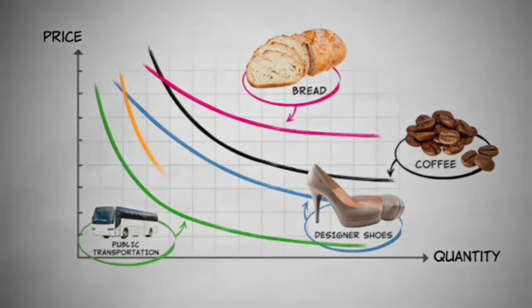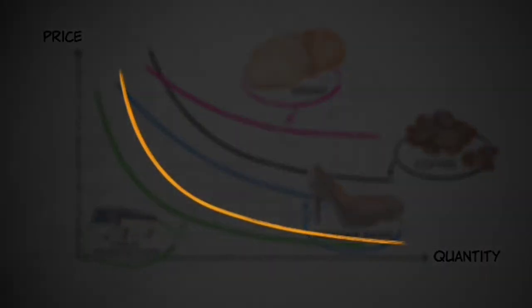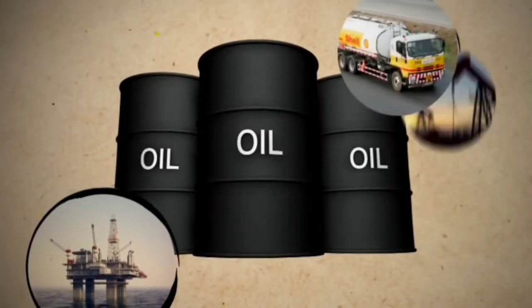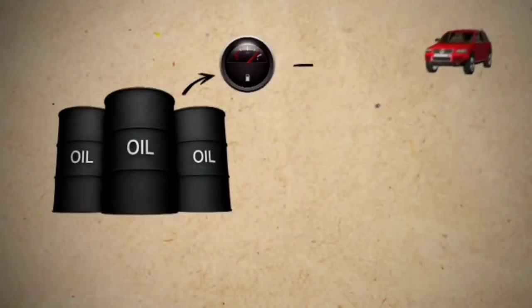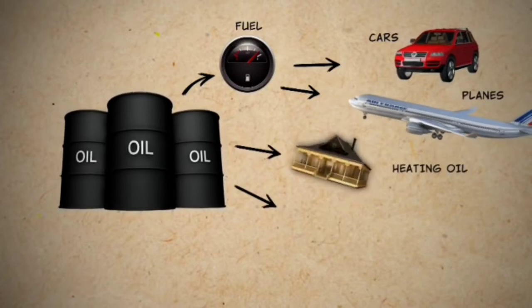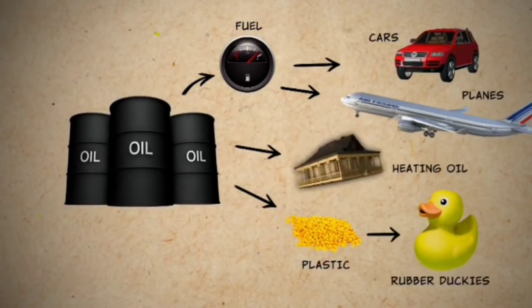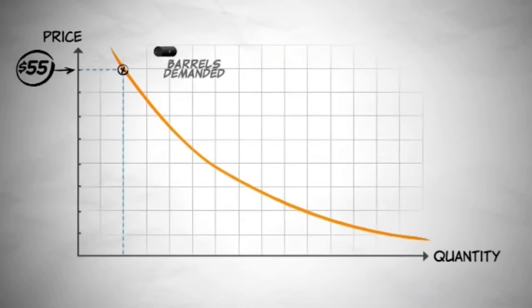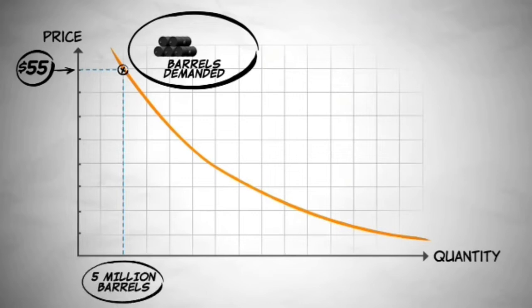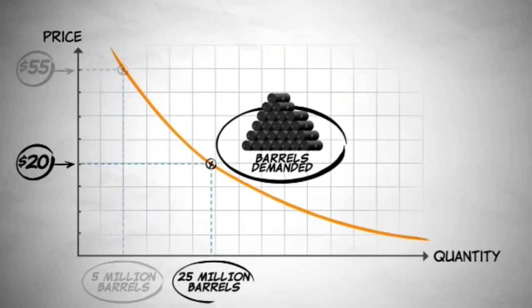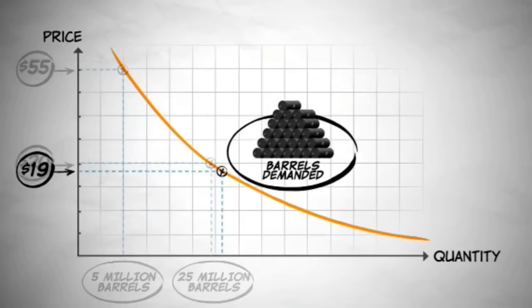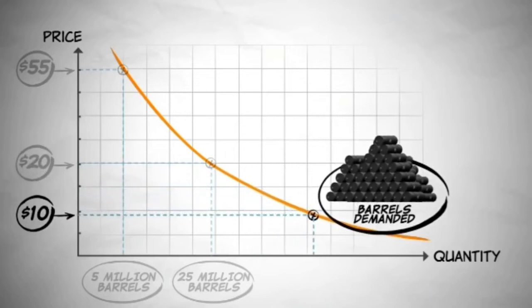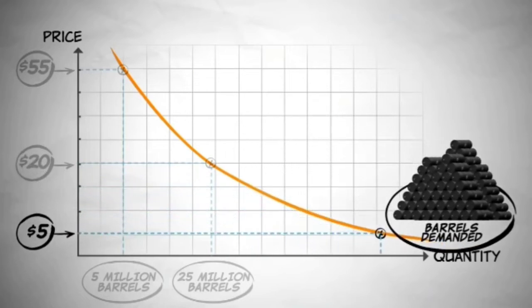So, let's look at the demand curve for one of the most important products in the world, oil. Oil is used in a wide variety of products, from fueling cars and planes to heating homes and making plastic for rubber duckies. Looking at the demand curve for oil, we see a familiar relationship between price and the quantity demanded. At a high price, $55 per barrel, there's a relatively low demand, let's say 5 million barrels. At $20 per barrel, 25 million barrels are demanded. As the price goes down, the demand for oil increases. And at $5 per barrel, 50 million barrels of oil are demanded.